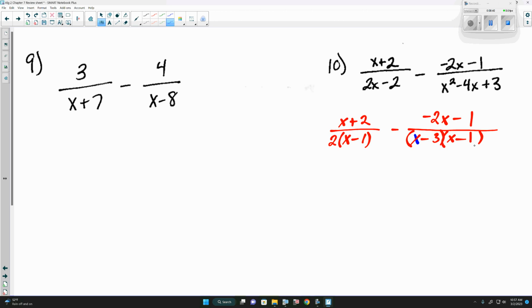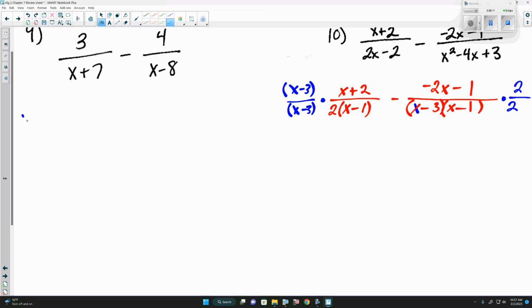Now, for us to be able to add or subtract, we need to multiply top and bottom of both fractions by something to get them to be the same. Now, what does the one on the left have that the one on the right doesn't? It doesn't have the 2. One on the left has a 2, the one on the right doesn't. But yes, the one on the left doesn't have the x minus 3. So we'll have to multiply the one on the left on top and bottom by x minus 3. We have to multiply the one on the right by 2 on top and bottom.